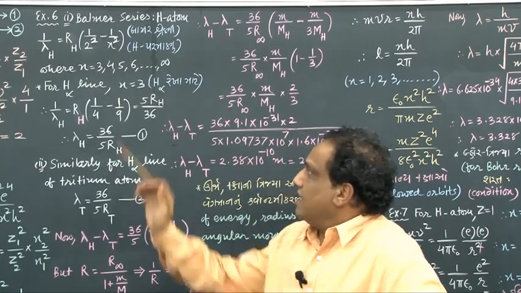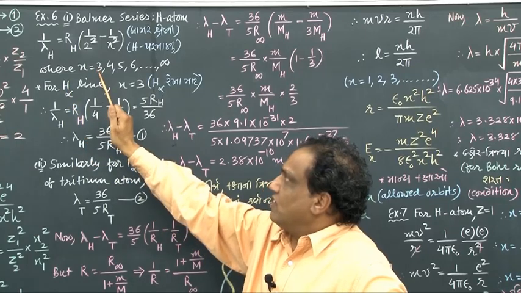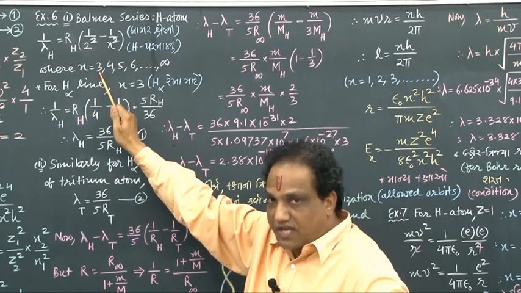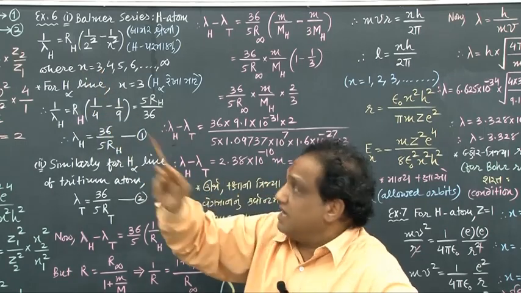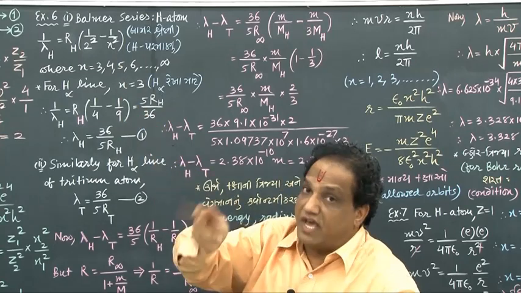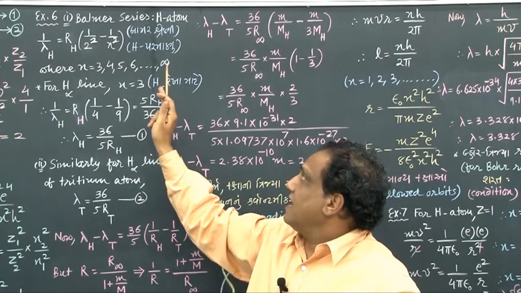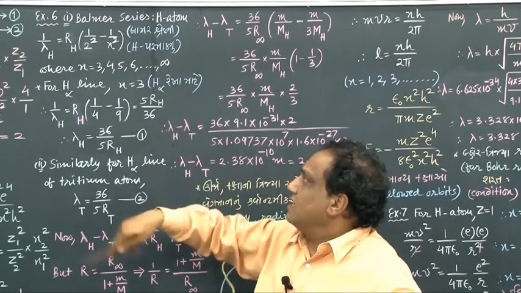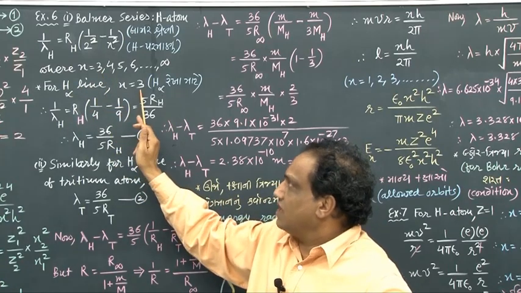Fine. Now, when you are talking about the H alpha line, you should take the first value in this series, that is n equal to 3. For the H alpha line, n equals 3. For the H beta line, n equals 4. For the H gamma line, n equals 5. For the H delta line, n equals 6. For the H infinity line, n equals infinity. Correct? Here we are given the H alpha line, so we should take the first value, n equal to 3.